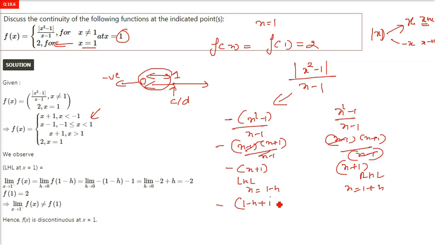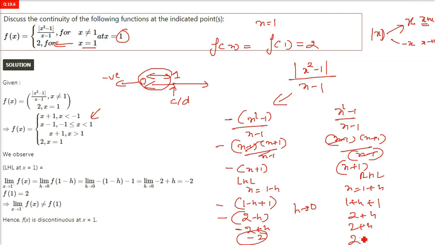So x I am putting as 1 minus h. So it will be 2 minus h. Negative 2 minus h. Here what we get? 1 plus h plus 1. So this is going to be 2 minus h. There is a negative outside. Here 2 plus h. So minus 2 plus h it is. It is 2 plus h. Let us apply the limit h tends to 0. So here it is negative 2. Here it is going to be positive 2.